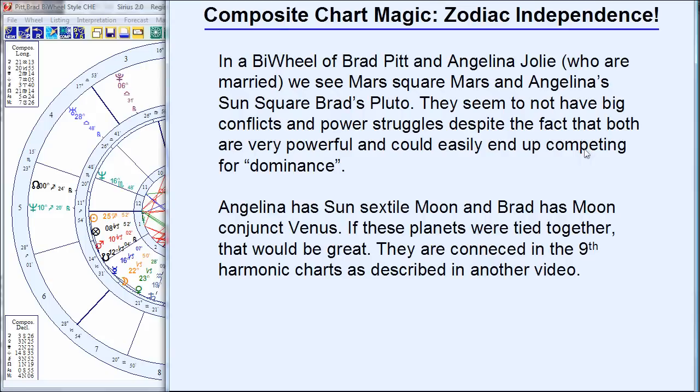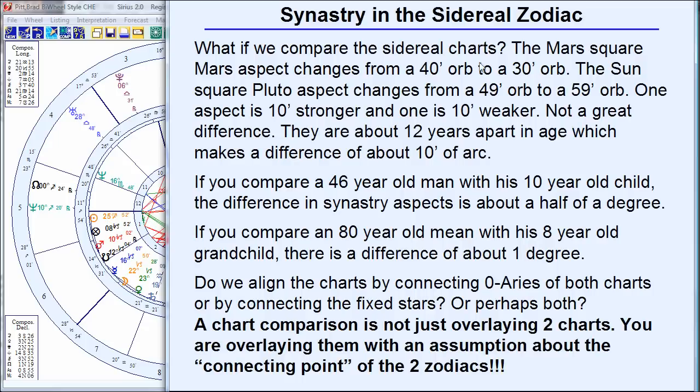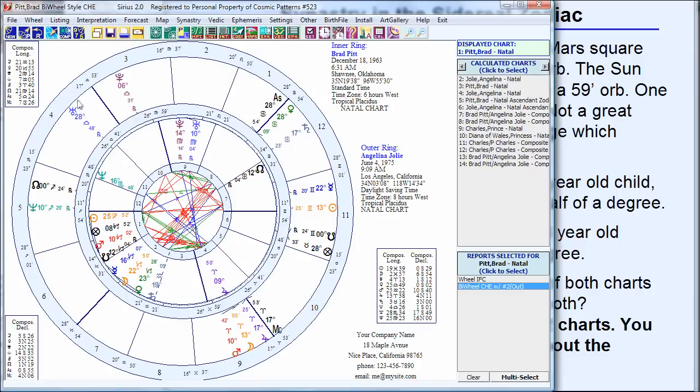Now, what if we do the synastry in the sidereal zodiac? Will it make any difference? This is the usual tropical zodiac, but what if we do the synastry aspects in the sidereal zodiac? Will we still have Mars square Mars with the 40-minute orb and so on?